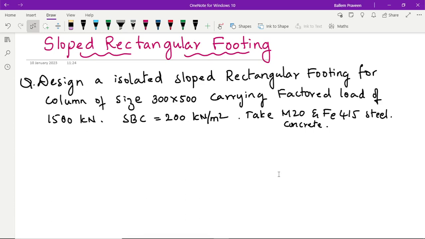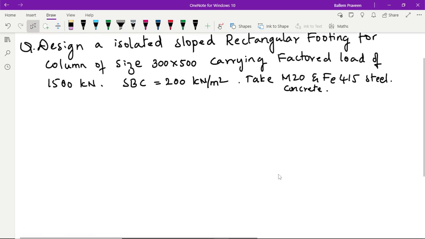Footings design నుండి ఇంకొక ప్రాబ్లం చూద్దాం. లాస్ట్ క్లాస్లో స్క్వేర్ ఫూటింగ్ ఎలా డిజైన్ చేయొచ్చో చూసాము. ఇప్పుడు రెక్టాంగులర్ ఫూటింగ్ విత్ స్లోప్డ్ సెక్షన్ చూద్దాం. సో స్లోప్డ్ అంటే ఎలా ఉంటుందండి? సో స్లోప్డ్ యూ విల్ హ్యావ్ సంథింగ్ లైక్ దిస్.